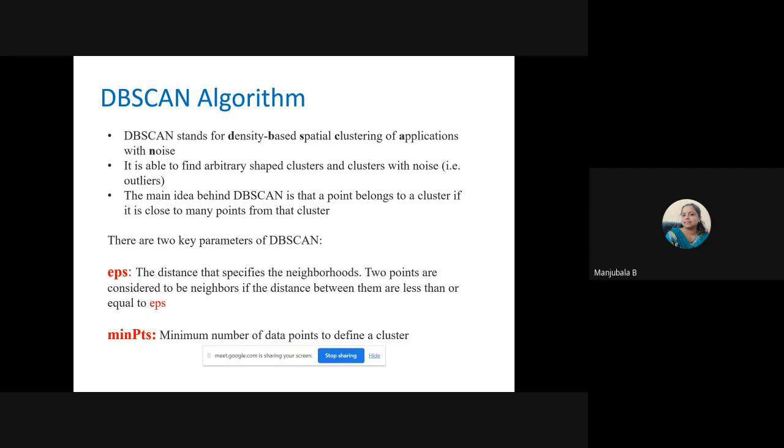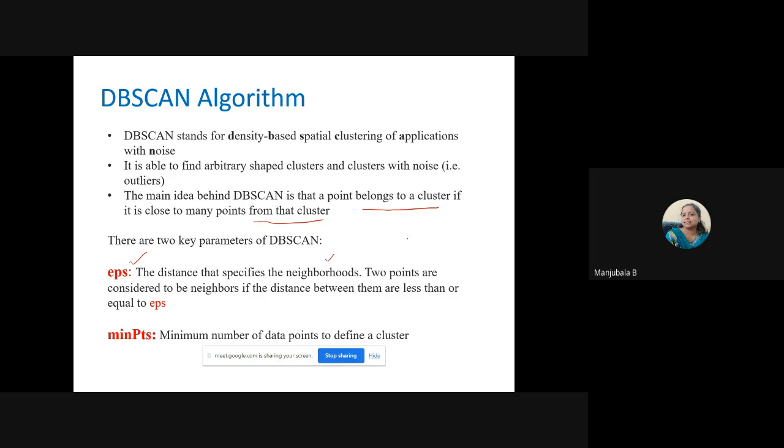The main idea behind DBSCAN is that a point belongs to a cluster if it is close to many points from that cluster. So how do we define whether a point is close to many points from that cluster? For that, we need two parameters in the DBSCAN algorithm. One is EPS, right? EPS is the distance that specifies the neighborhood.